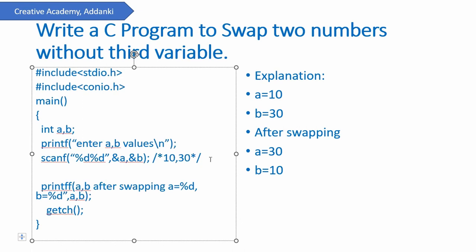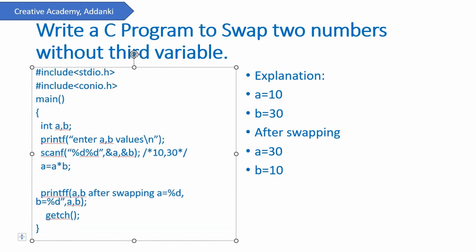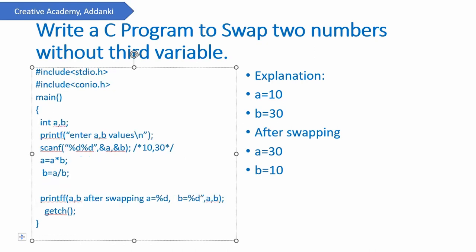So after reading two values, A and B, now if I write the statement A equal to A star B, what will happen? Now A is 300. Okay. Now B equal to A by B. Okay, now what will happen here? A is already 300, B is 30. Now B equal to 10. A equal to A by B.